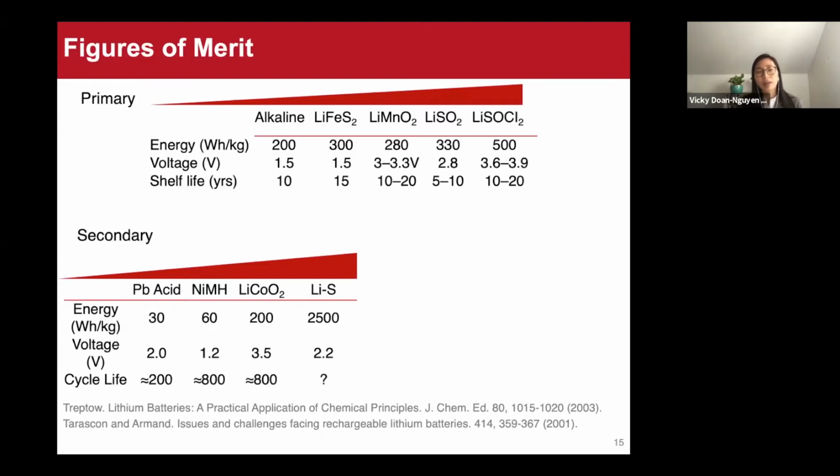For secondary or rechargeable type batteries, you can see that there's been huge improvement in increasing the energy density here, going from 30 watt hours per kilogram in lead acid battery all the way to 2,500 watt hours per kilogram when you change the cathode to sulfur, and the anode is lithium. But that's actually a different type of energy storage technology than what we'll be talking about.